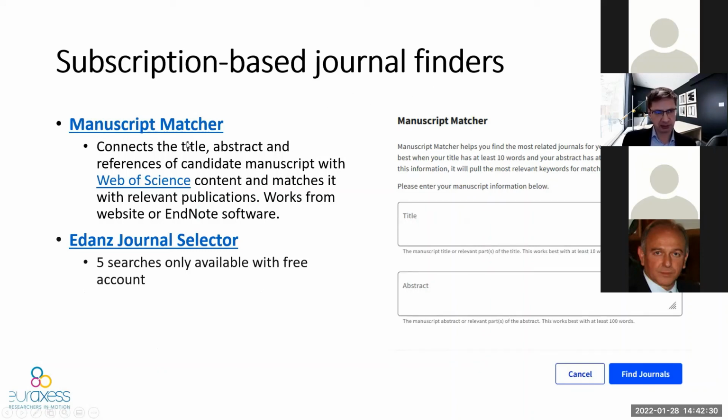I will mention Manuscript Matcher, which is based on Web of Science and also works from EndNote software if you have a subscription to use it. And you have Advanced Journal Selector. I, for example, can use this Manuscript Matcher. This is how it looks. It has title and abstract, and it can give you very good suggestions for any journal that is listed in Web of Science.